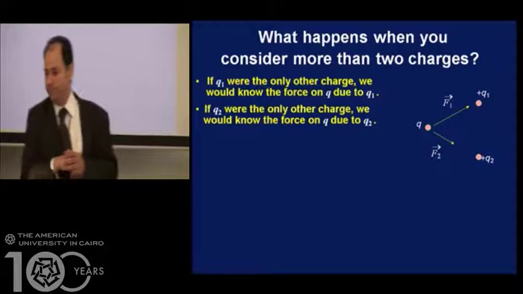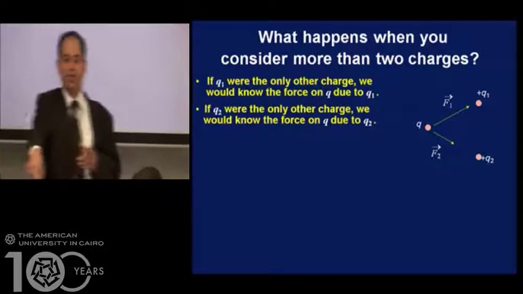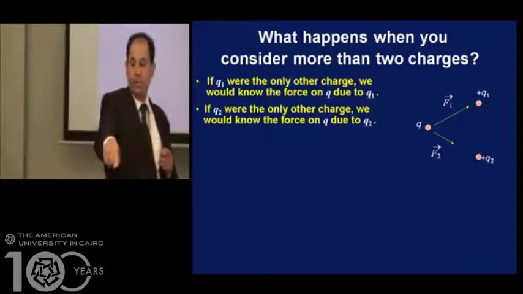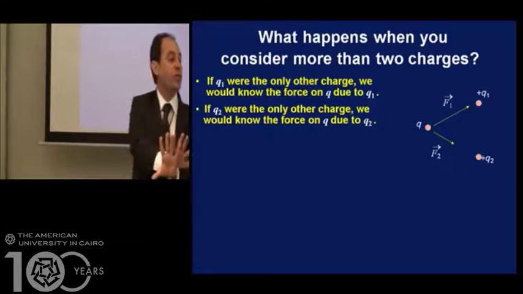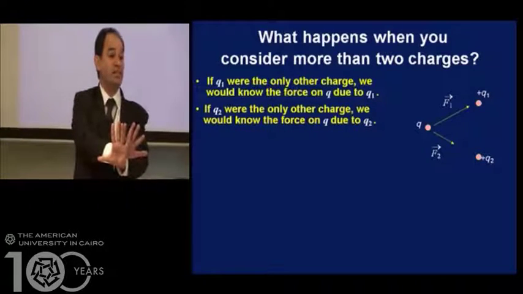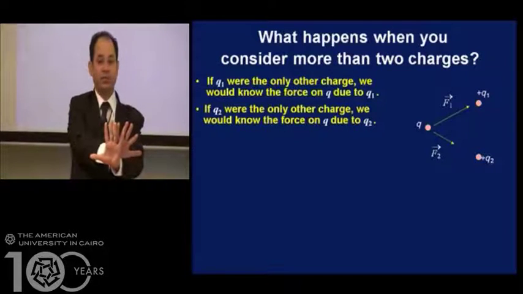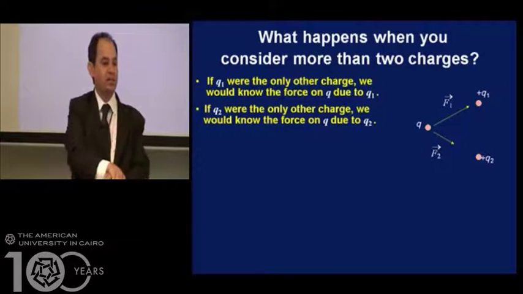Then, what's your name? Assam. Then Assam will find the force also from Assam on Amr, magnitude and direction. Then add the two forces together as vectors. And we know how to do this.